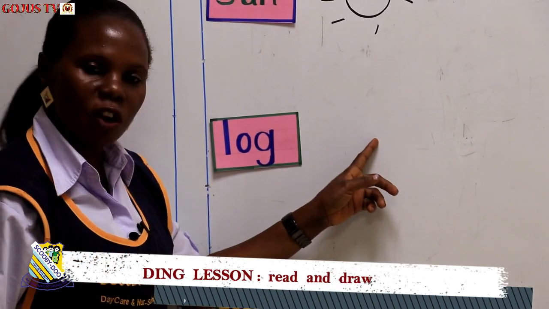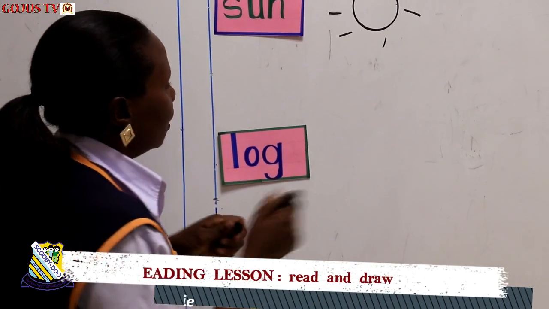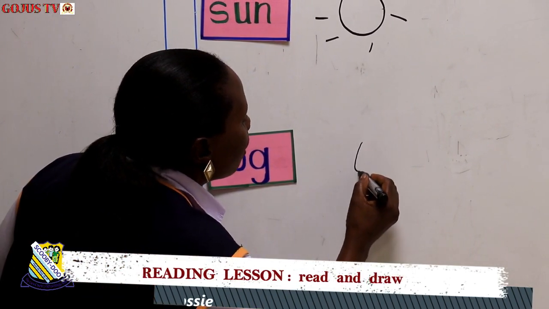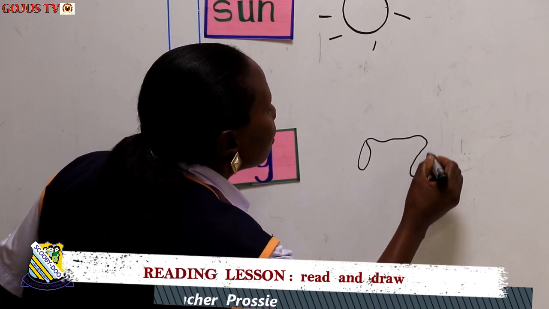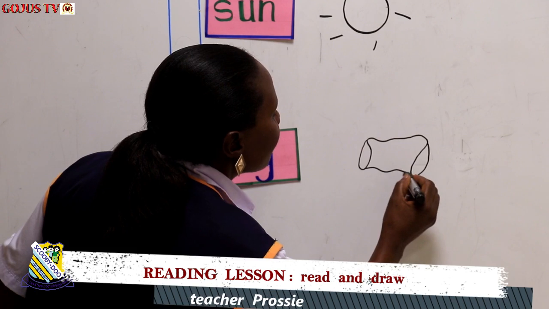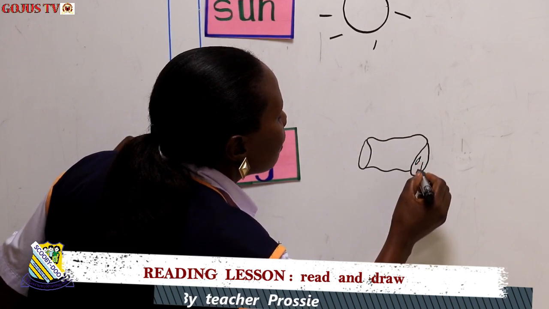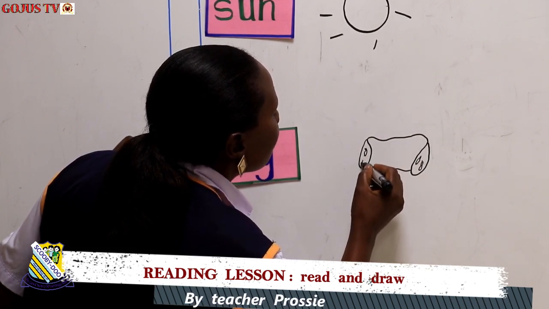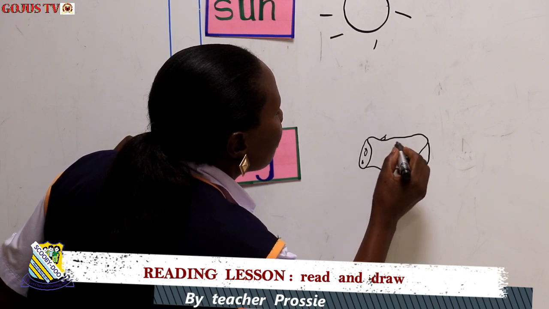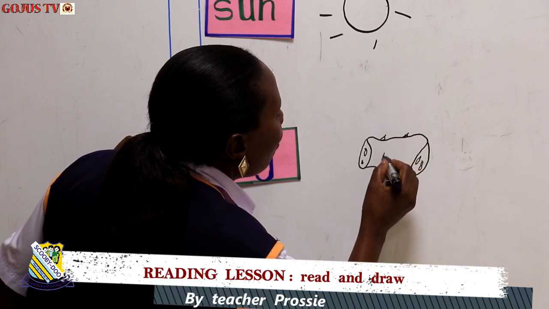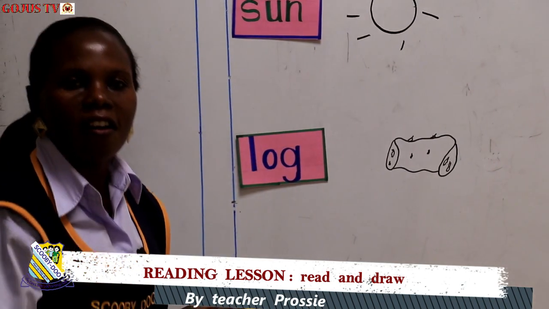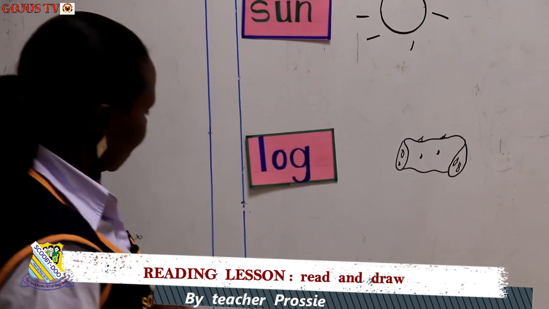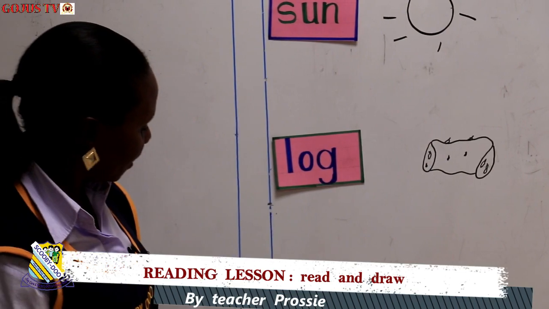We are going to draw our log here. Remember I told you last time how a log looks like? This is our log. Okay? Log. Everybody, log. Good. I have another one here.